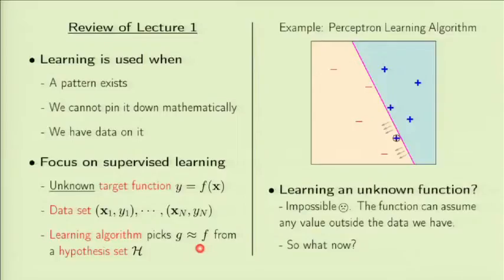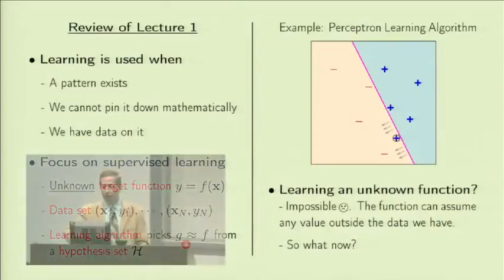And hopefully G approximates F, the actual target function, which remains unknown. And G is picked from a hypothesis set. And the general symbol for a member of the hypothesis set is small h. So small h is a generic hypothesis. The one you happen to pick, you are going to call G.